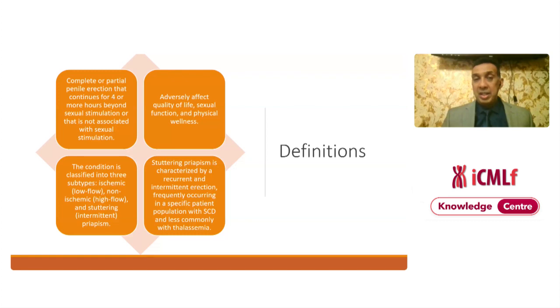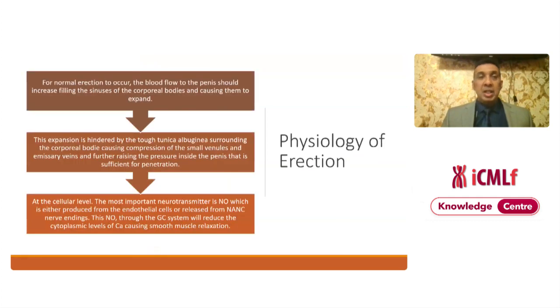Stuttering priapism is characterized by recurrent and intermittent erection, frequently occurring in a specific patient population, particularly in patients with sickle cell disease, less commonly in patients with thalassemia, and our group recently published a paper also describing this kind of priapism in patients with essential thrombocythemia.